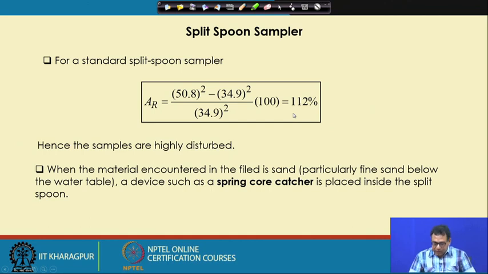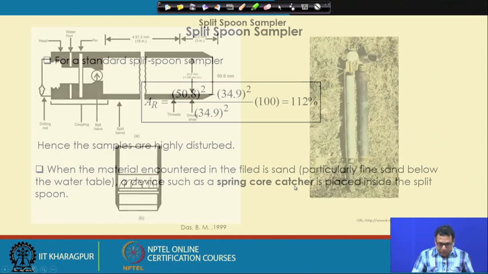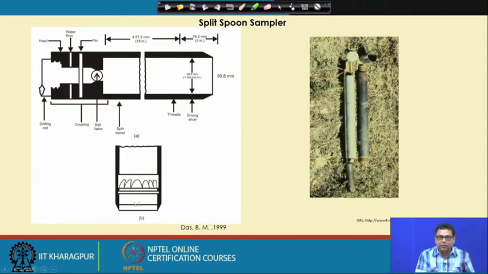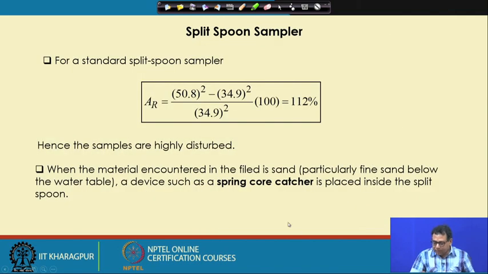So, this is a disturbed soil sample. When we use it for sand, we use a spring core catcher. This is the spring core catcher, attached to collect the soil sample for sand. But in all cases, the soil sample collected using the split spoon sampler is a disturbed soil sample.